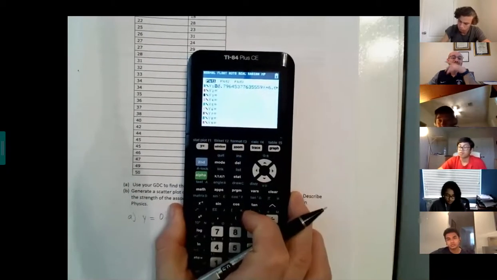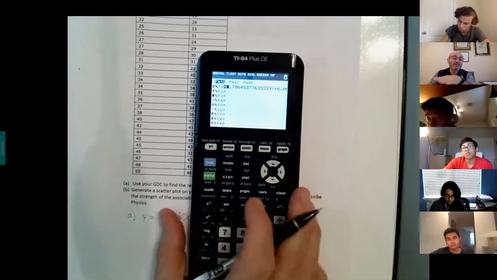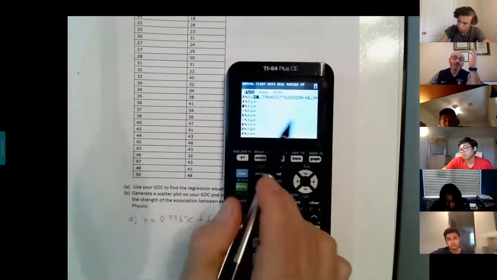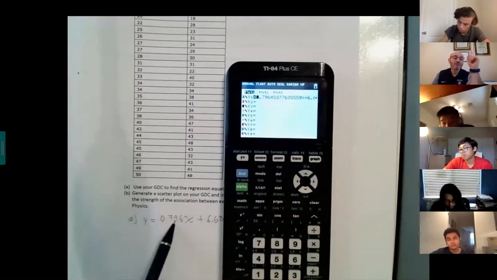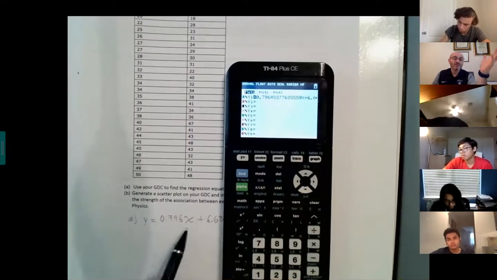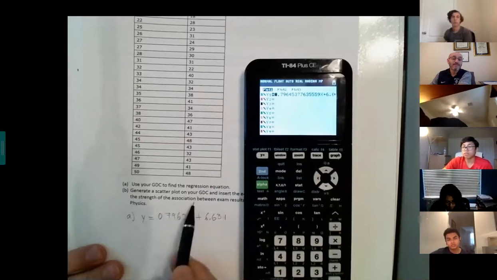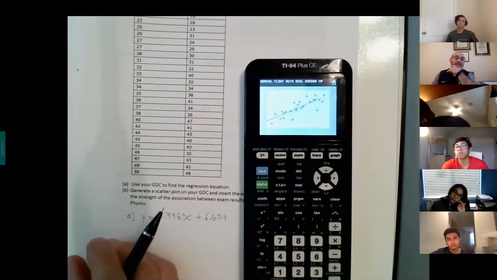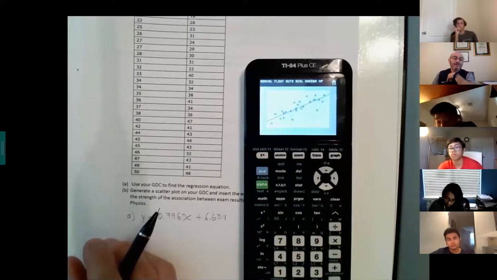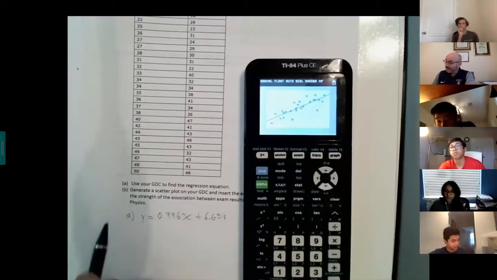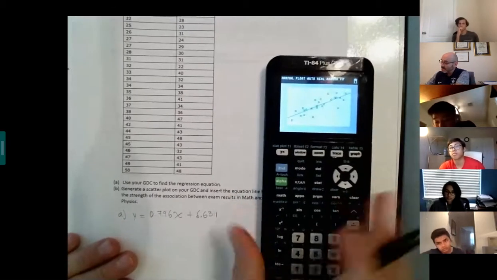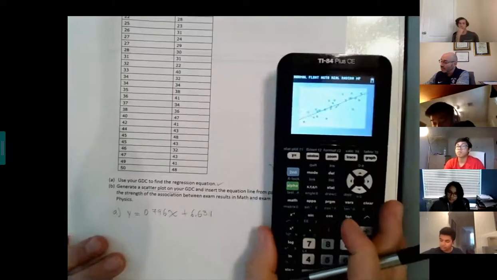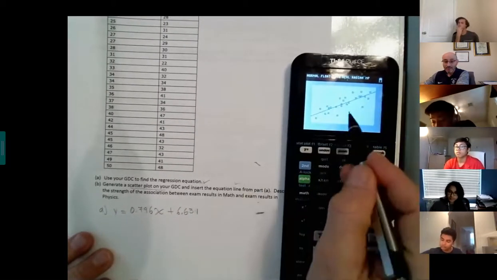I have the equation, but that equation has all the decimals that the calculator found for me. So obviously this equation is gonna be more accurate than this one, but most of the time you will be asked to use 3 significant figures, so you will use something like this, okay? So let's graph what we have. So now we have the scatter plot and the regression line, all right? It goes through there. Part B says, we found the regression, generate the scatter plot, we did that already, right? And insert the equation line from part A, that's done, that's what we just did.